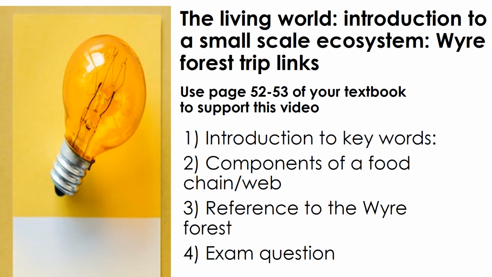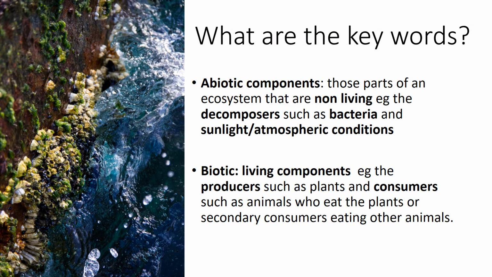We will look at an introduction to keywords, components of a food chain and food web, a reference to the Wyre Forest, and then an exam question. What are the key words? Firstly, abiotic components, those parts of the ecosystem that are non-living, for example the decomposers such as bacteria, or else the sunlight and atmospheric conditions in that ecosystem.